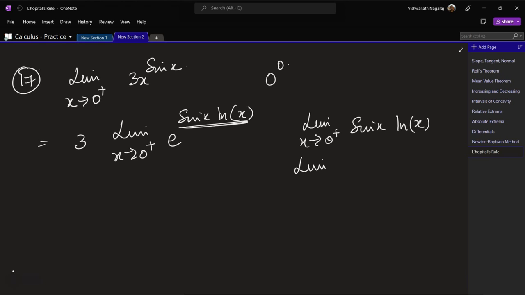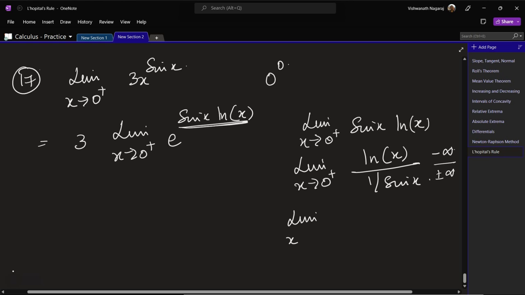And we know how to do this now. The more you practice, the more you remember the tricks of the trade, as they say. Natural log of x by 1 by sine x. So this will be what? Natural log of 0 is minus infinity, and this is going to be plus or minus infinity. So which means we can apply L'Hopital's rule. Let's differentiate it.